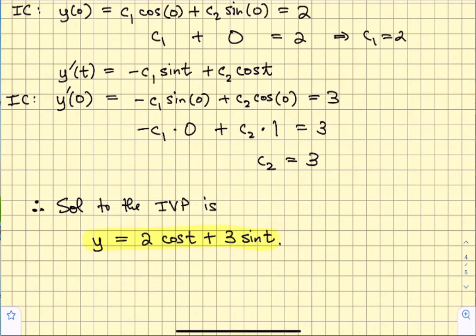So this concludes case 3. We've now done case 1, case 2, and case 3, so we've completely solved all of the differential equations, a y double prime plus b y prime plus c y equals 0. We know how to do that regardless of whether you're in case 1 with 2 distinct real roots, or you're in case 2 with 1 repeated real root, or you're in case 3 with a complex conjugate pair of roots.